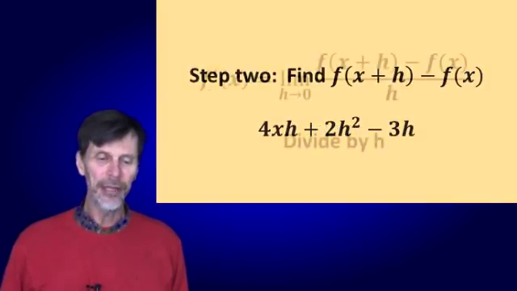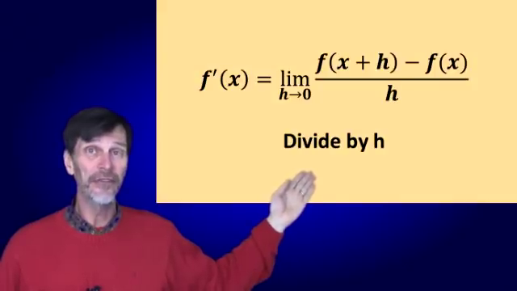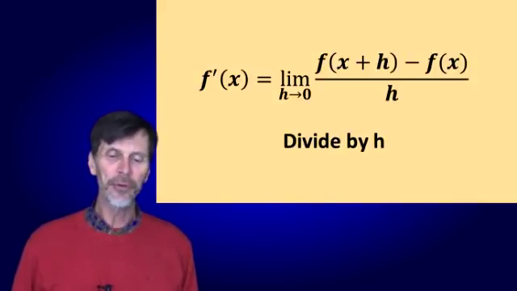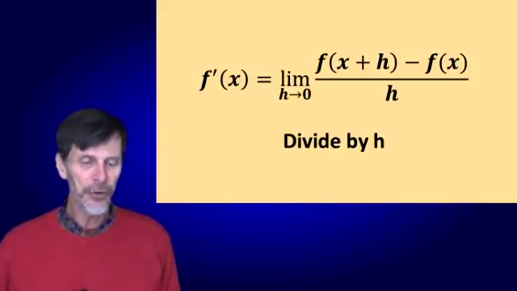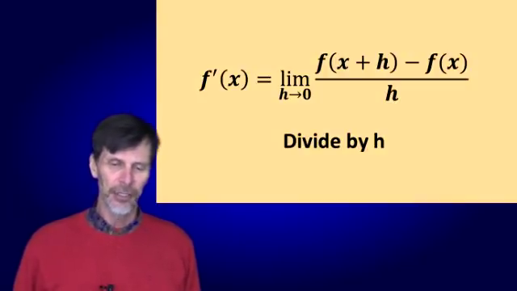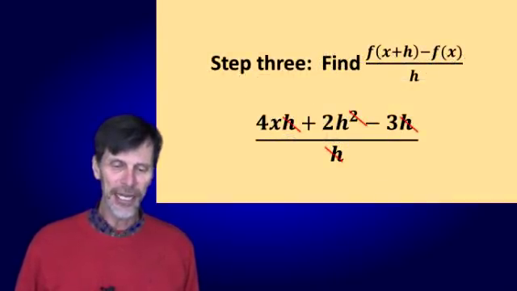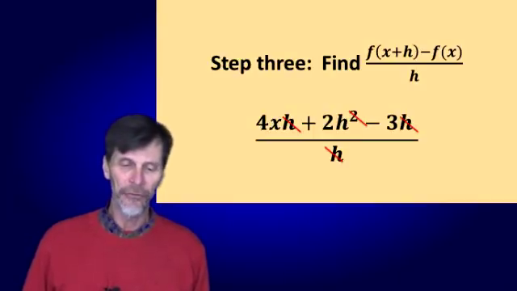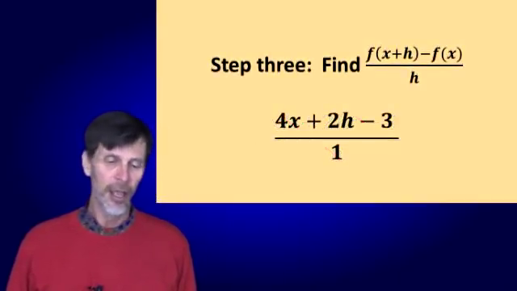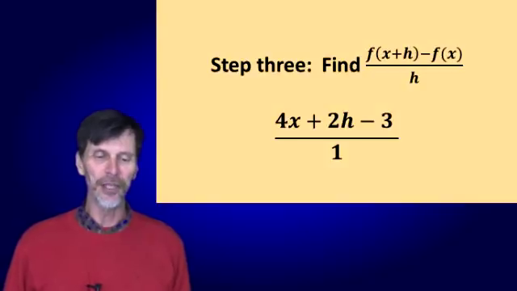Now in step 3, here again is my definition for the derivative. Step 3, we will divide what we just got done doing by h. So there's our numerator, 4xh plus 2h squared minus 3h. Notice each of those has an h. We will cancel an h from each, and we'll be left with 4x plus 2h minus 3. Over 1 or not over 1, it doesn't really matter.